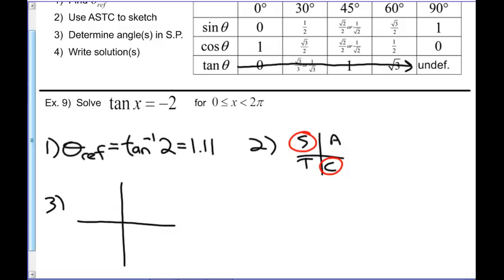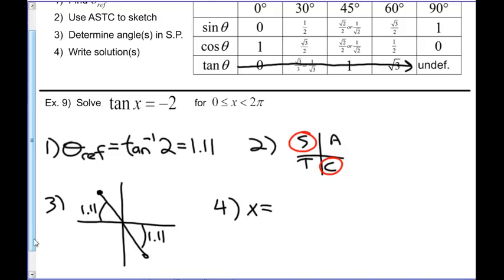So the question becomes, well, how big is 1.11? In a lot of ways, it doesn't matter. As long as you place it in the right quadrant, then everything's going to work out. You can think to yourself, well, 1.57 would be half of pi. So 1.57 is 90 degrees. So this is closer to 90 than it is to 0. So there's my angle of 1.11. And it occurs also in this quadrant. Okay, and what are we going to say? We need to find each of those angles in standard position.